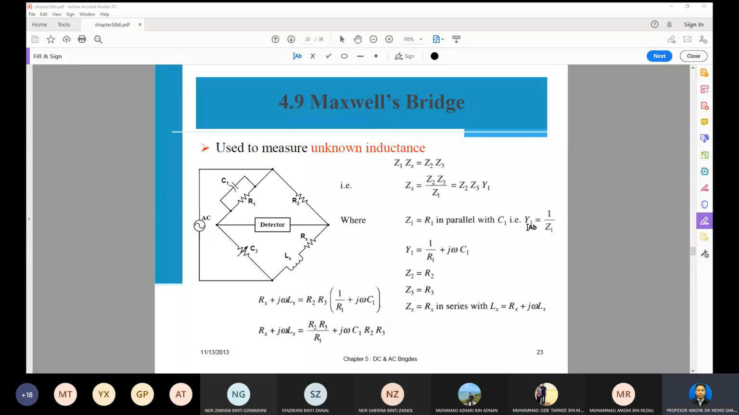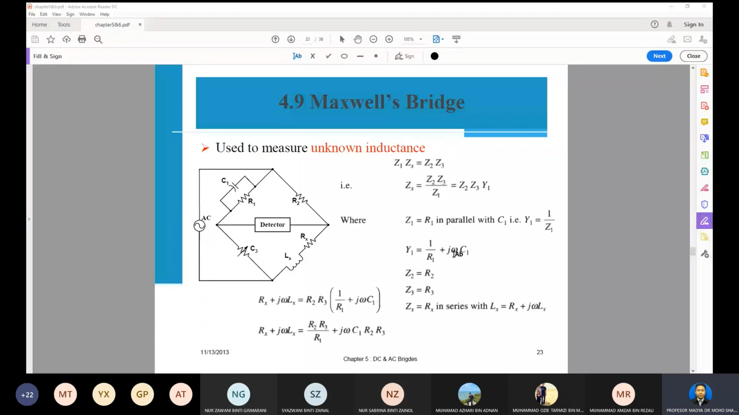Alright, so then Y1 is equal to 1 over Z. So this is for impedance or admittance. Admittance for Z1, okay, 1 over R1 plus j omega C. Actually, if you put Z here it also can, but this one will be R1 over 1 over j omega C. Right?